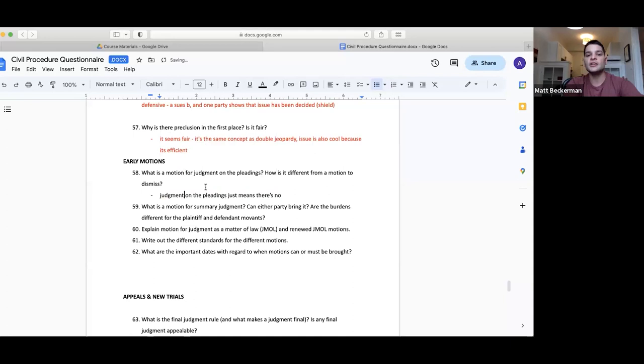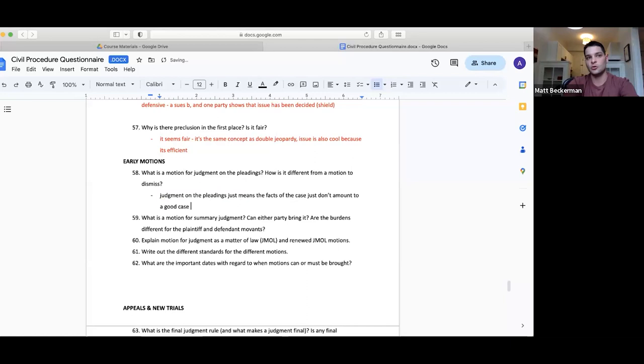I think it's very similar to a motion to dismiss for failure to state a claim, but for judgment on the pleadings, they're stating a claim, but if you look at the facts, it's pretty obvious that it's not going to win. Like you can say, they tripped me when I wasn't looking, and you do have a claim, you meet all the other requirements, but if you weren't looking, you're kind of at fault.